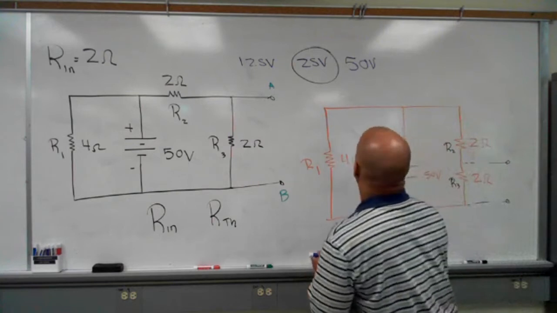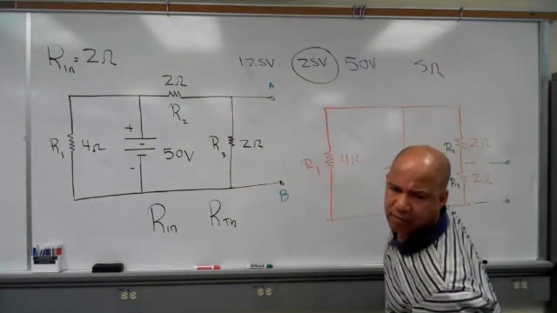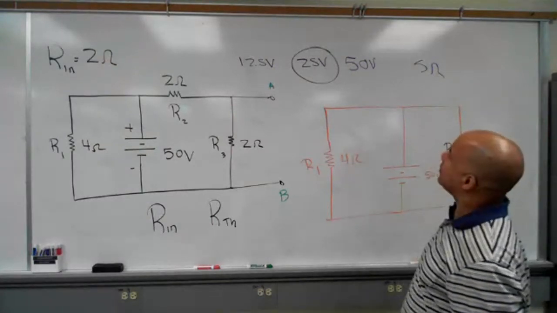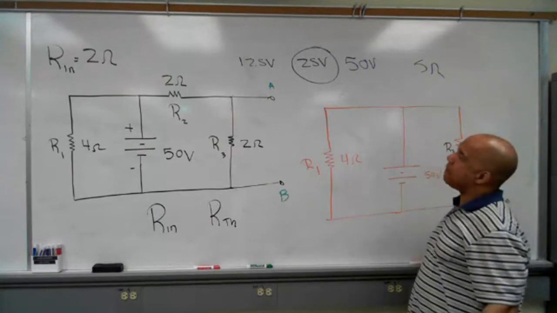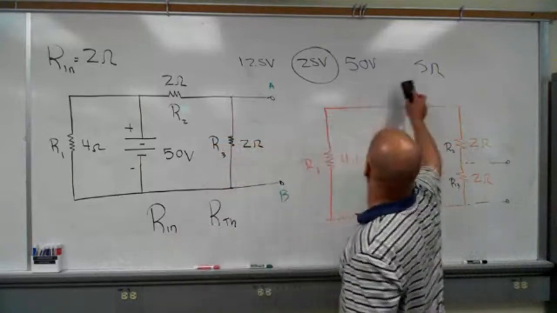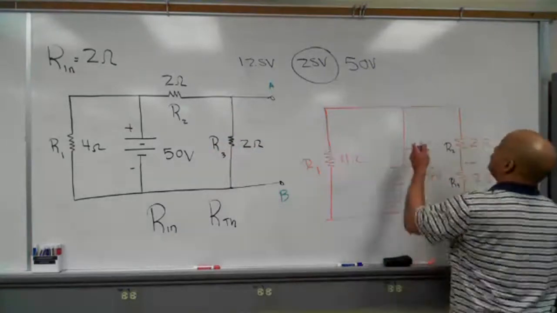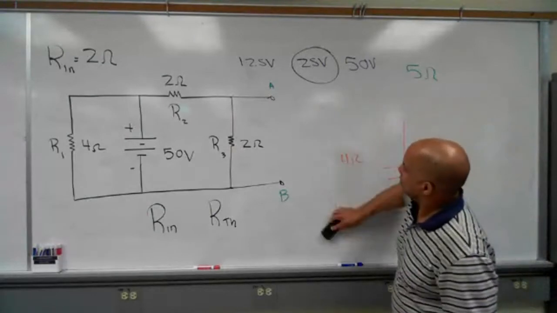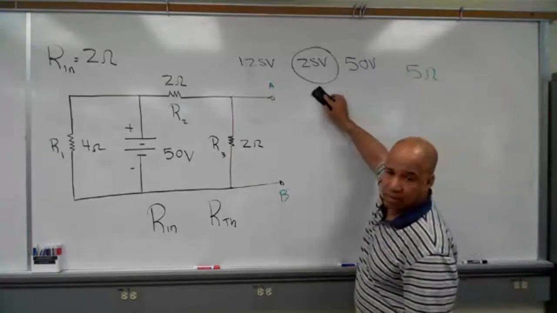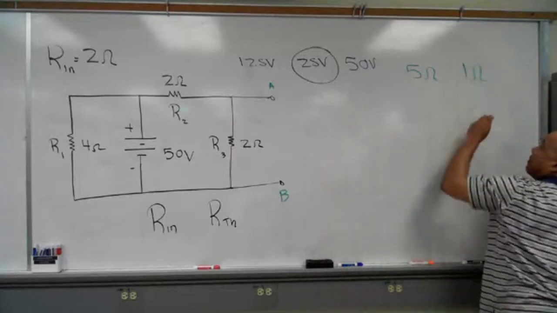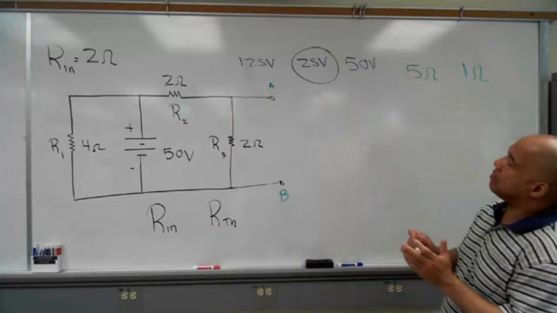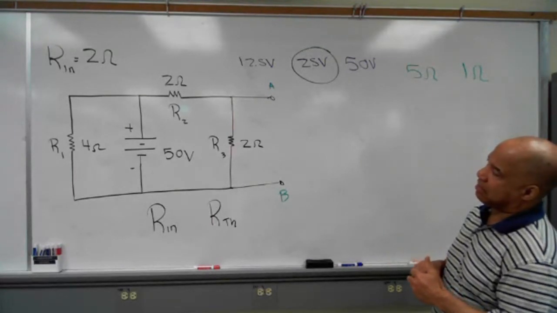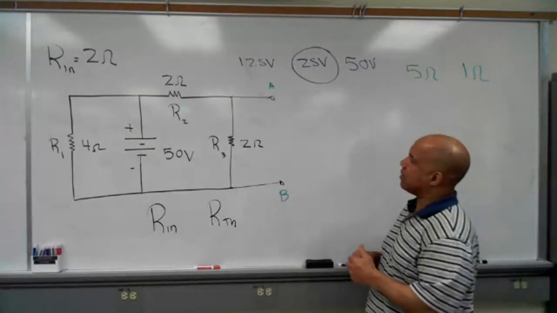I got 5. Somebody got 5. Dominic says it's 5. So Dominic says it's 5. It must be right, right? He says it's 5, everybody. Anybody else get something different than 5? Somebody got 1. I'll give you one more minute, then we're going to go ahead and figure out what the answer is.